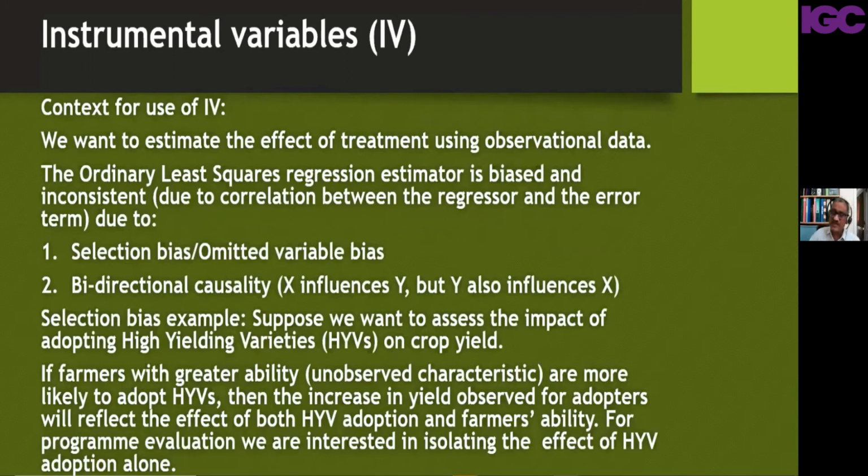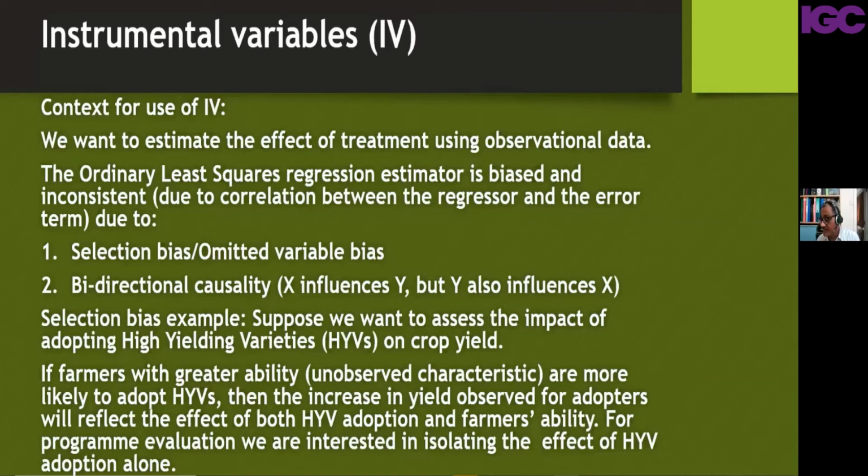So let us look at the first of these methods, which is the instrumental variables method. And for those of you who have a good background in econometrics, you will already be familiar with the use of instrumental variables. So what is the general context in which we use instrumental variables? We don't really have a randomized selection. We have observational data, and we want to estimate the effect of treatment using observational data.